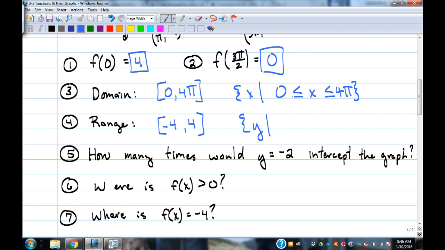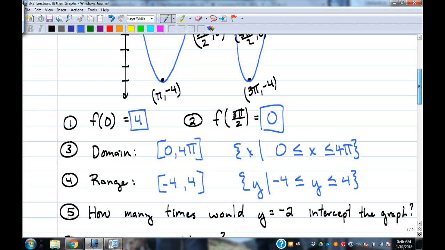And I think what I did on number 3 there with the domain. Less than or equal to y less than or equal to 4. Same idea there. And here's an interesting question that sometimes gets thrown in there. It says, how many times would y equals -2 intercept the graph?